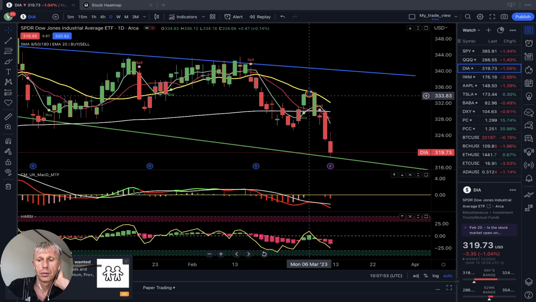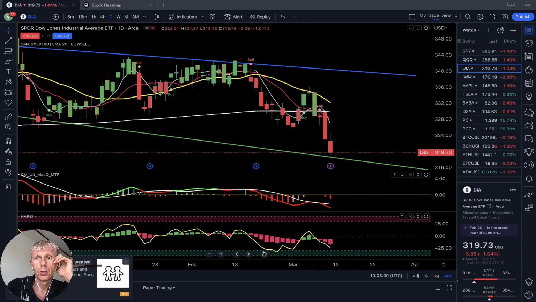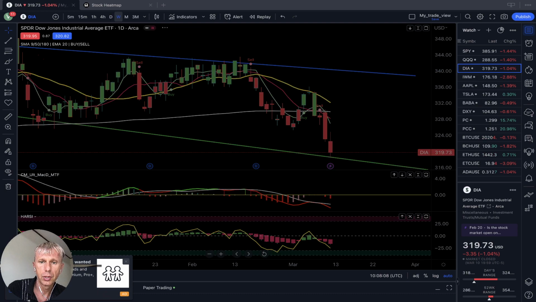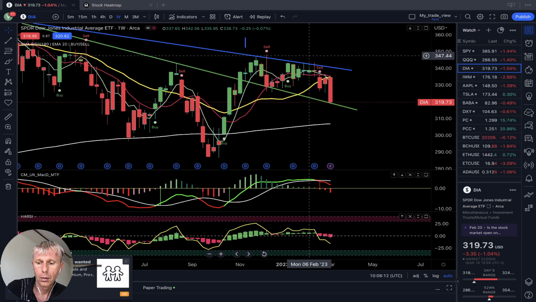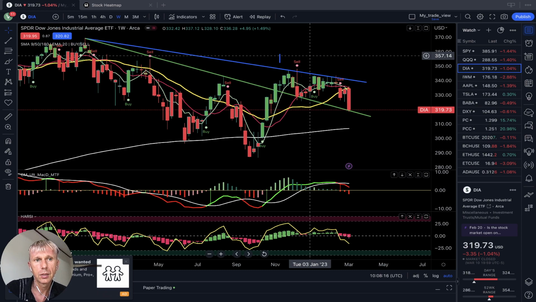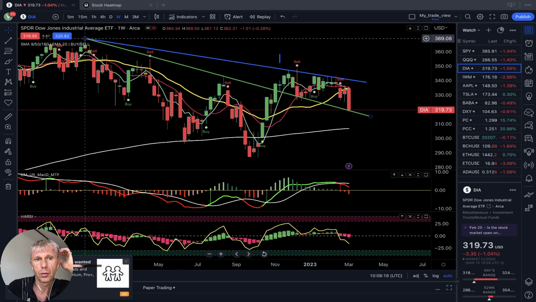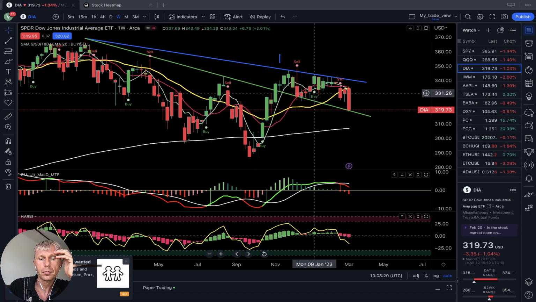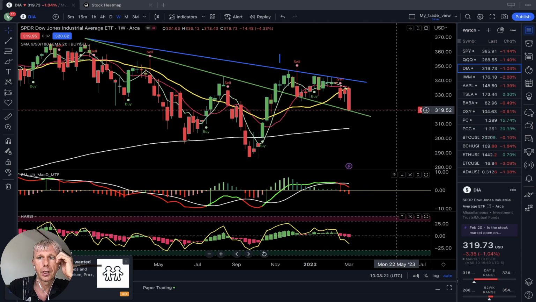Let's see what's going on. Yeah, let me go back to weekly again and let me show you this major trend line. You see, this is the top of the market and it started from the top of the market. That's what we have. Bearish trend, right?